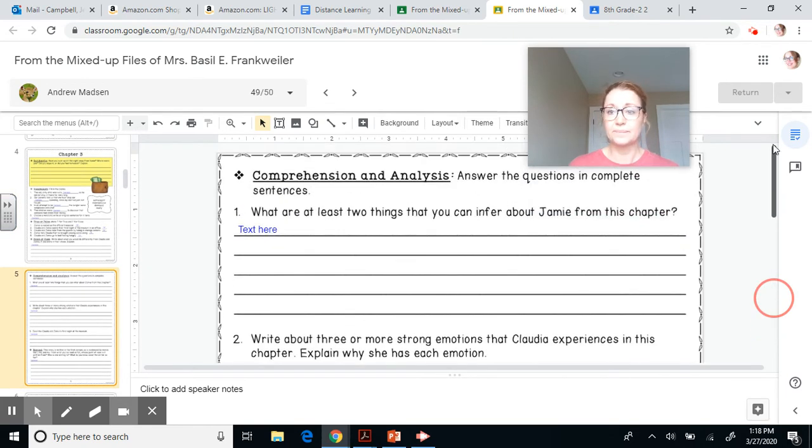Don't skip that second. Up at the top, What are at least 2 things that you can infer about Jamie from this chapter? So this is something the text doesn't directly state. It's something that I can figure out based on what I read. So I should have 2 responses there.